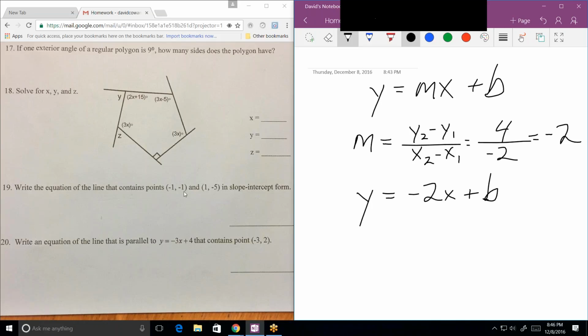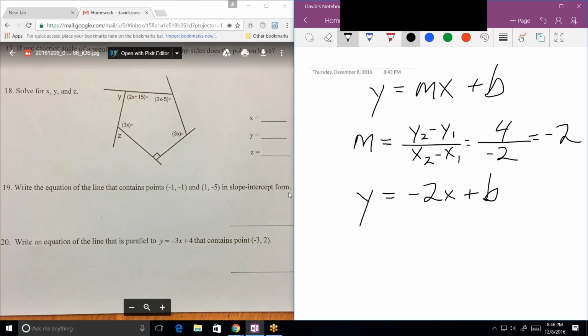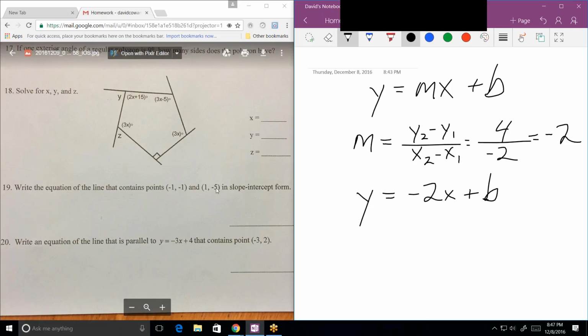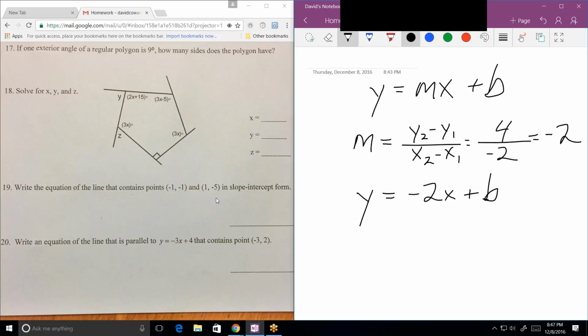This line goes through both of these points. That means whatever b is, these points have to be satisfied by the equation. So I can pick either point and plug it in for y and x. That's going to let me solve for b. So I'll take this point right there, -1. Y coordinate. Now I'm going to take this point here because it'll be clear. If I use this point here, what should I write? The second point.